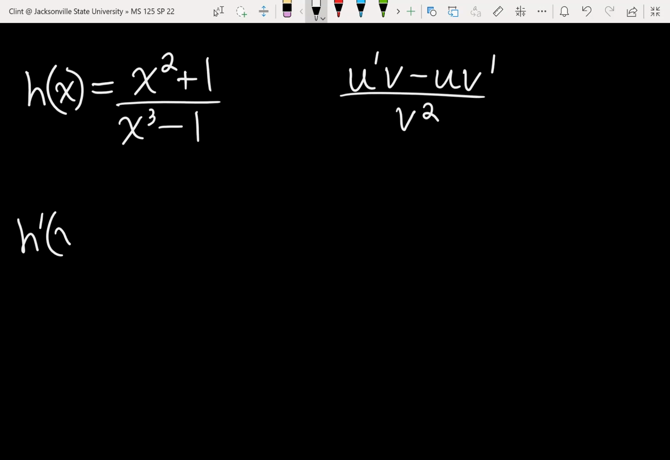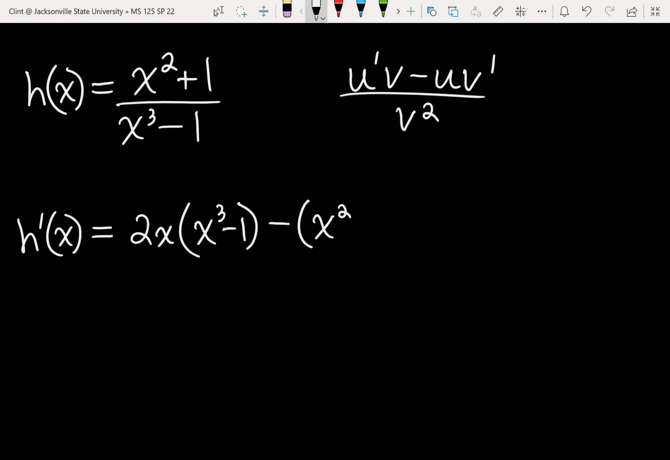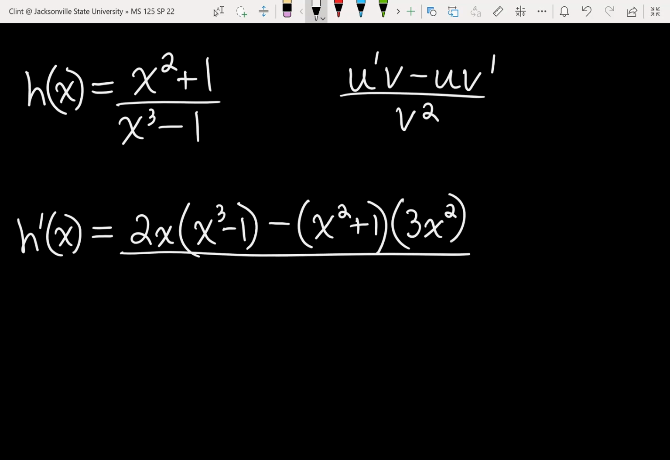Okay, so derivative of the top, 2x, times the bottom, minus the top, times the derivative of the bottom, 3x squared, over bottom squared.